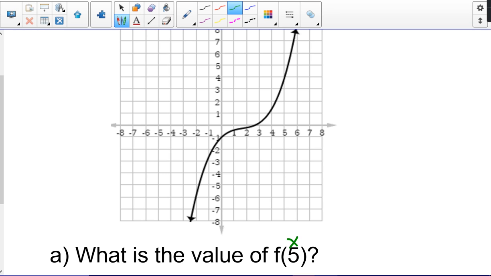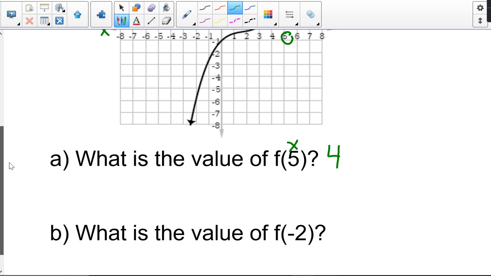So I want to know when x is 5, what is the output or the y value that goes with that? So here's 5 on my x or my input axis. And I'm going to find the point that goes with that, and that's right here. Input of 5, output of 4. So the value of f of 5, the output for an input of 5, is 4.